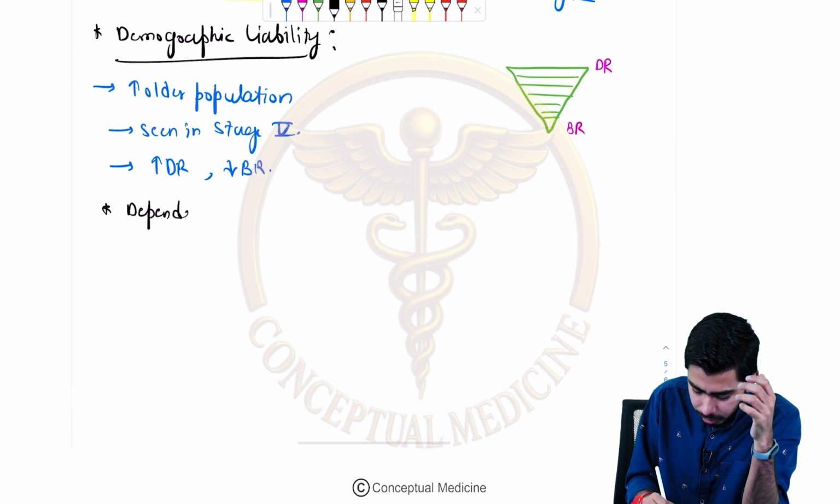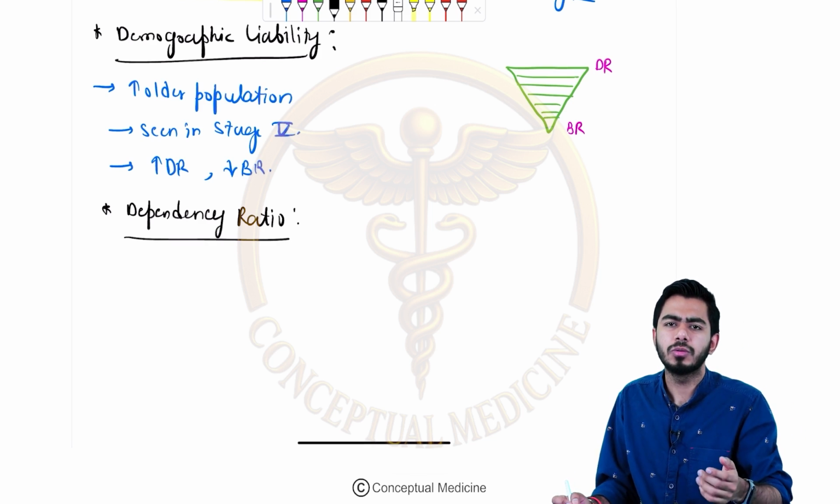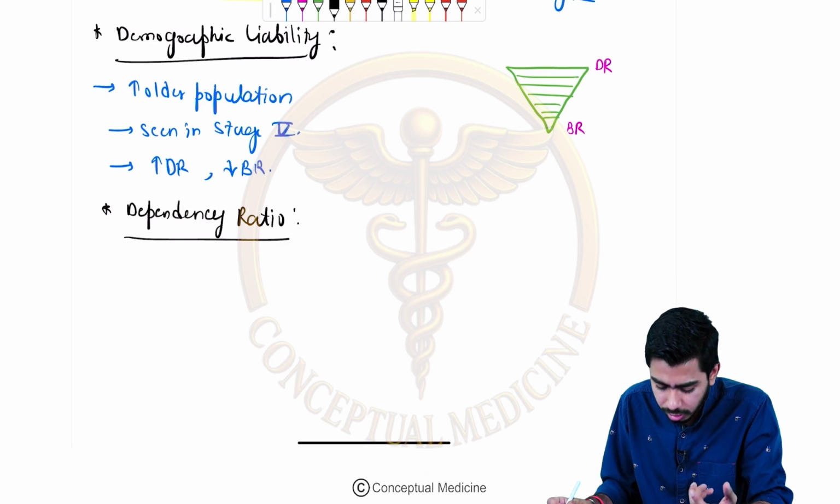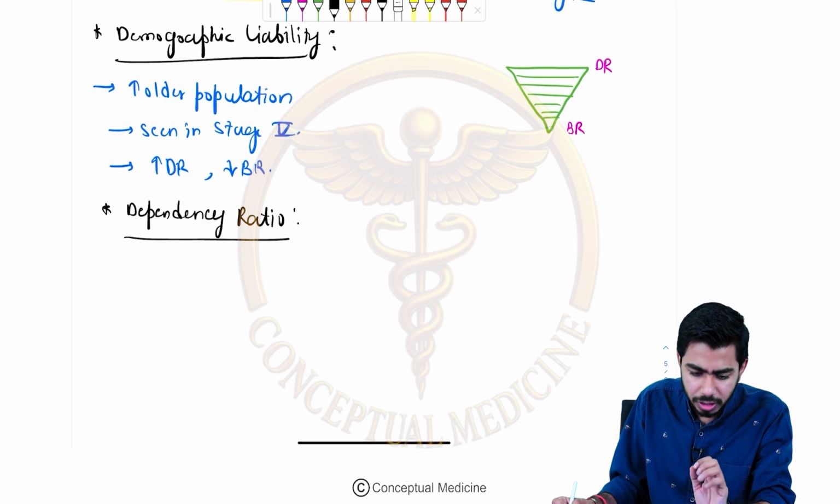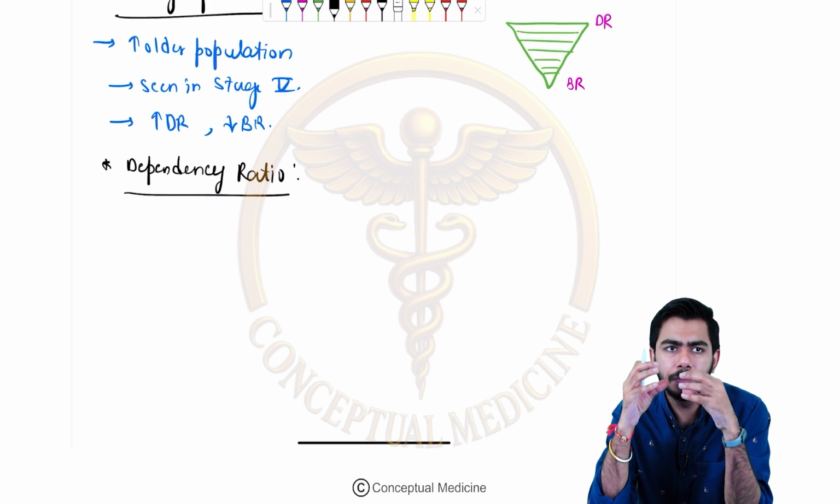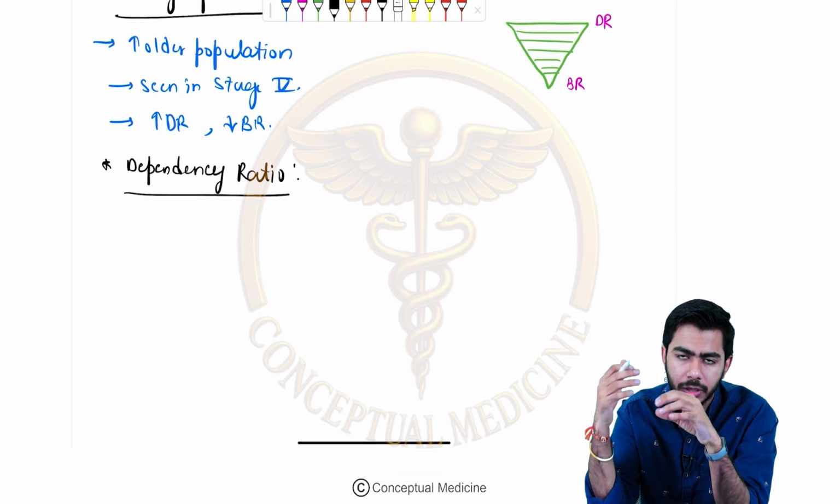Now we shall talk about the dependency ratio. What is dependency ratio? Sometimes these kinds of terms might be tested in your MCQs. They have been previously tested, so they might be coming in the upcoming exams as well. So dependency ratio is basically the people who are dependent divided by the people who are non-dependent, multiplied by 100.